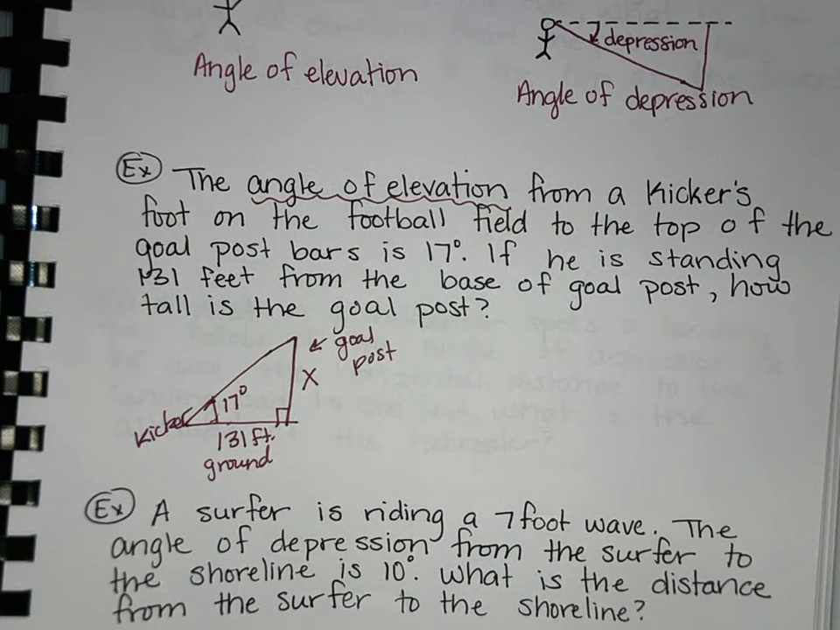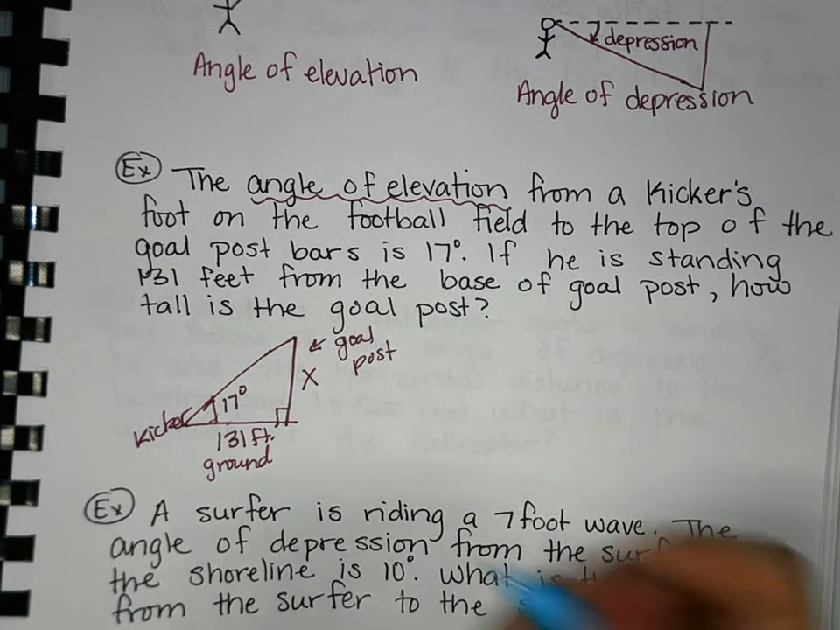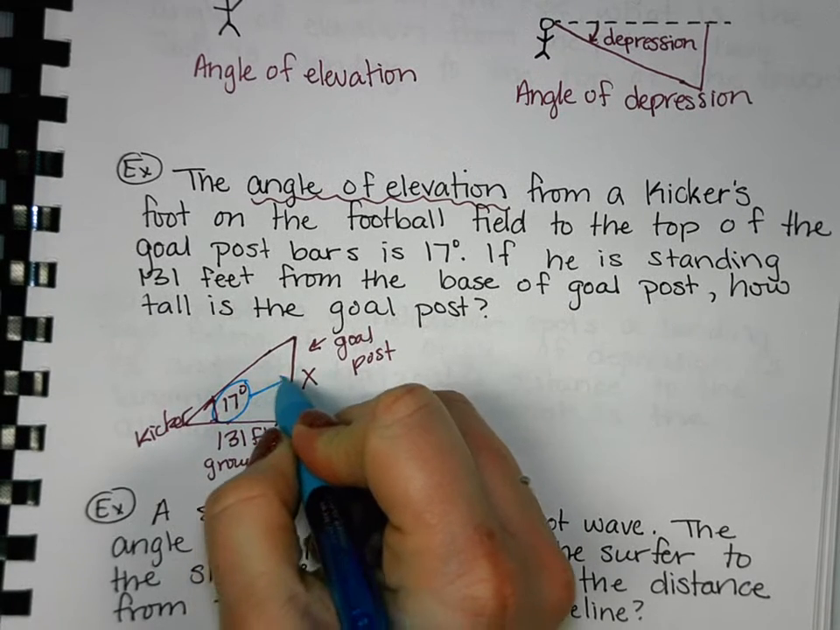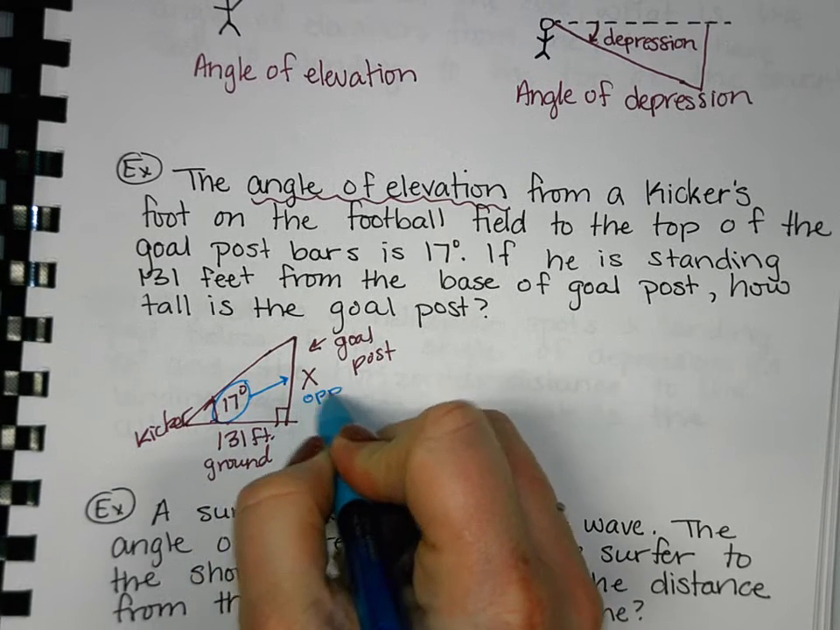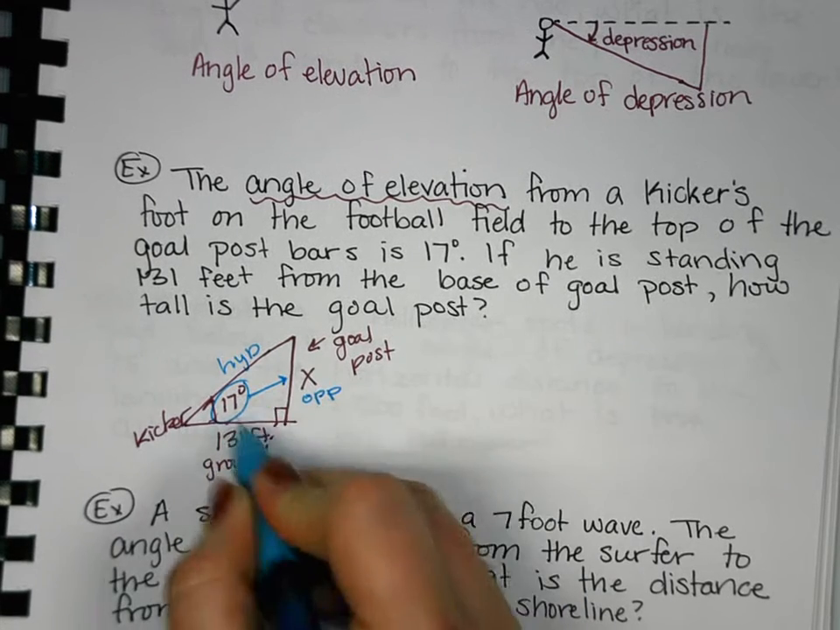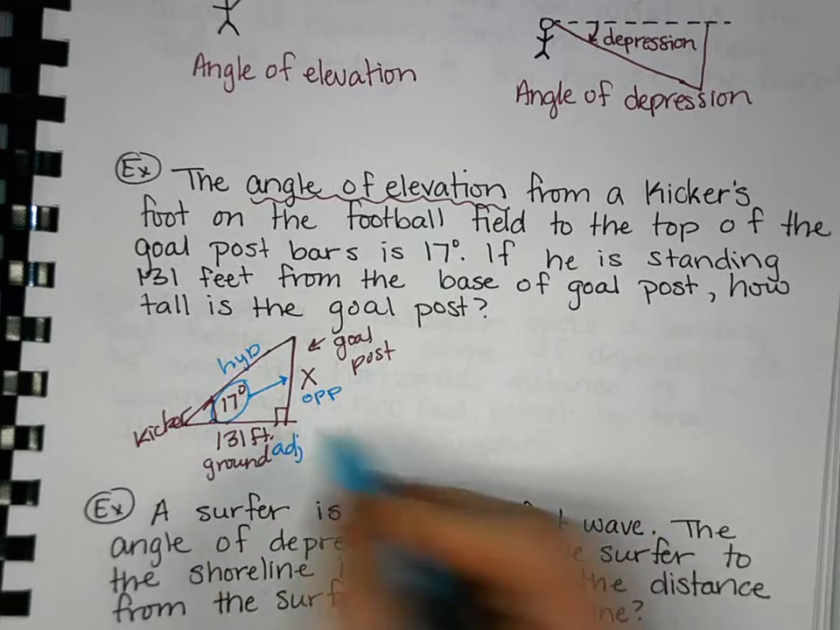So looking at this, do we know two sides and need to find the third? No, so we can't use Pythagorean theorem. Do we have a special triangle? No. No, so what do we have to do? Trig. So I go circle my angle, go across, that's opposite. Across from 90 is my hypotenuse, and then the other side is my adjacent.